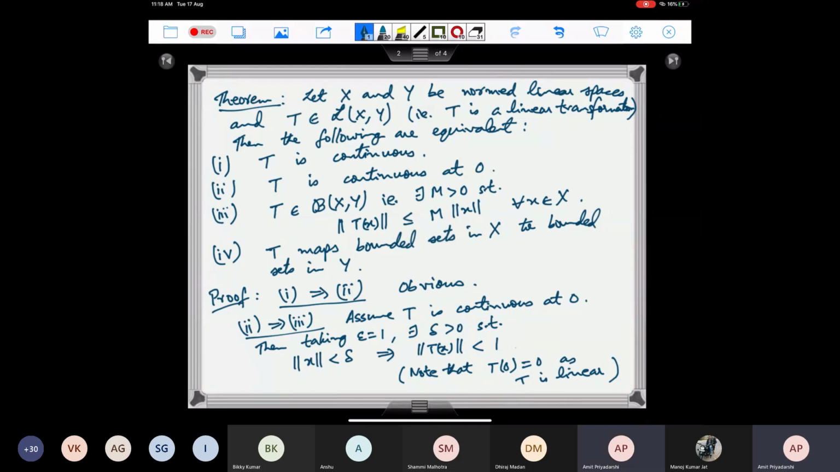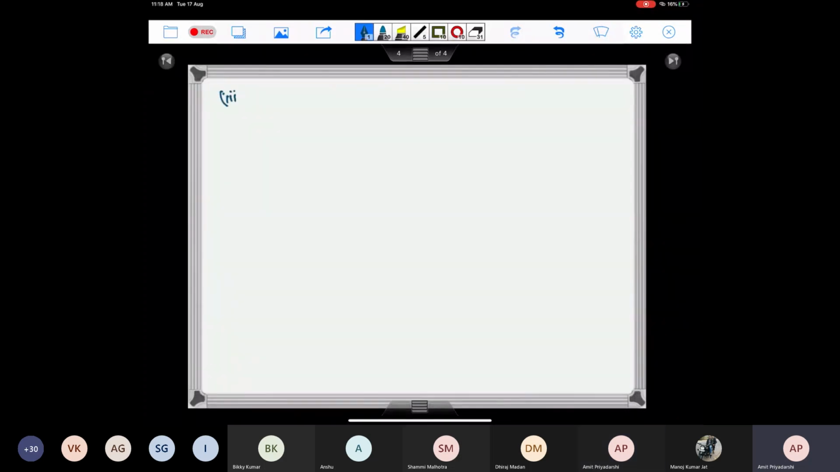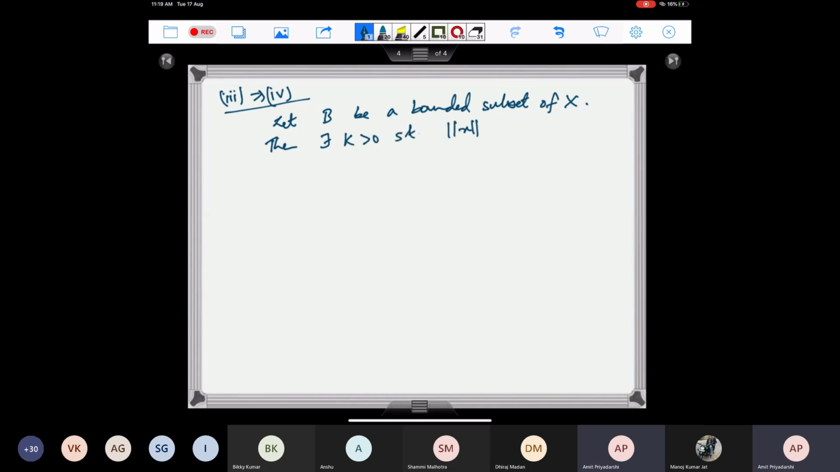Now 3 implies 4 is again easy. So let B be a bounded subset of X. Then there exists some constant, say k greater than 0, such that norm of x is less than or equal to k for all x in B.